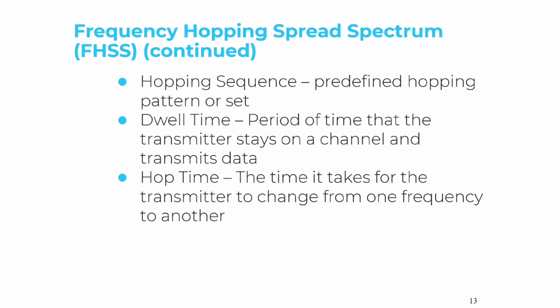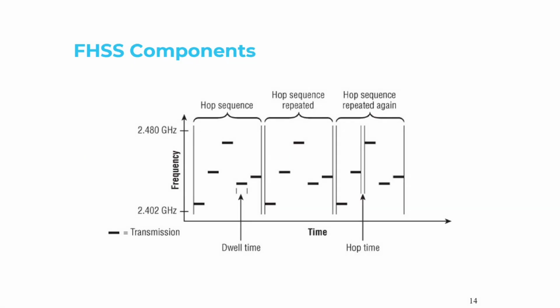Two things I need to understand with frequency hop spread spectrum: what's my sequence, how I jump, and dwell time, how long I stay there, and then hop time, the jump between those stays. That's one of the things that I need to understand when I'm doing frequency hop spread spectrum. So if you look at it carefully here, dwell time is how long I'm staying there, and then the hop sequence and the jump time between those jumps.